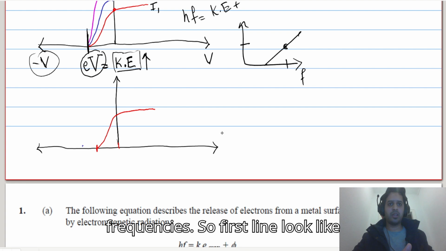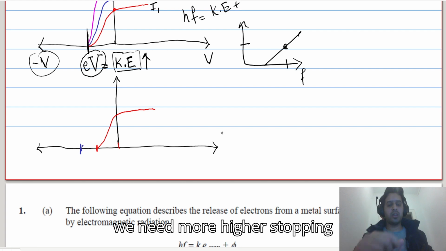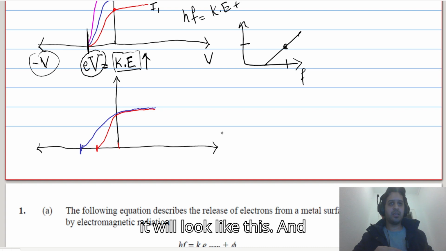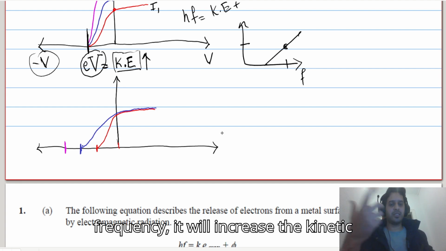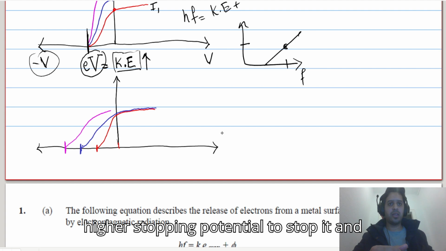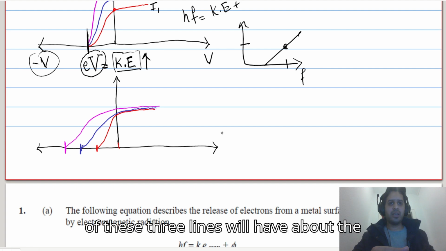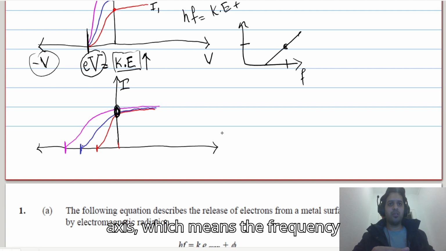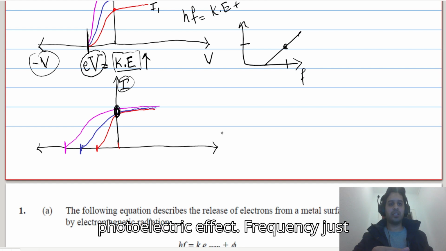So first line will look like this. If we increase the energy, we need a higher stopping potential to stop it, then it will look like this. And another one, if you again increase the frequency, it will increase the kinetic energy and you will need a higher stopping potential to stop it, and it will look something like this. Now the thing to note in this graph is that all of these three lines will have about the same intercept on the current axis, which means the frequency has nothing to do with the current in the photoelectric effect.